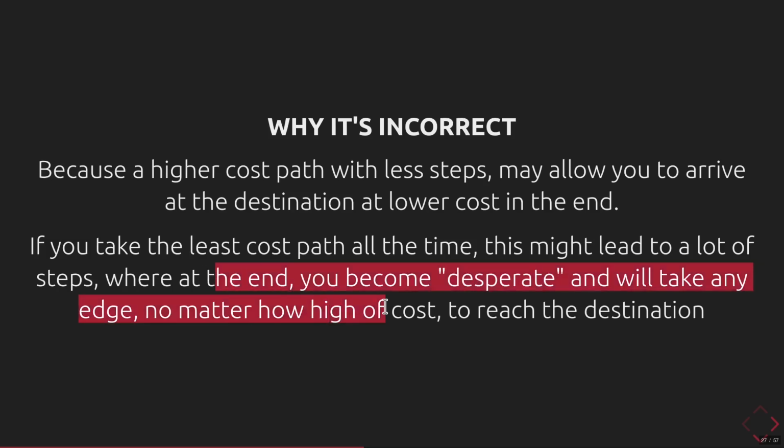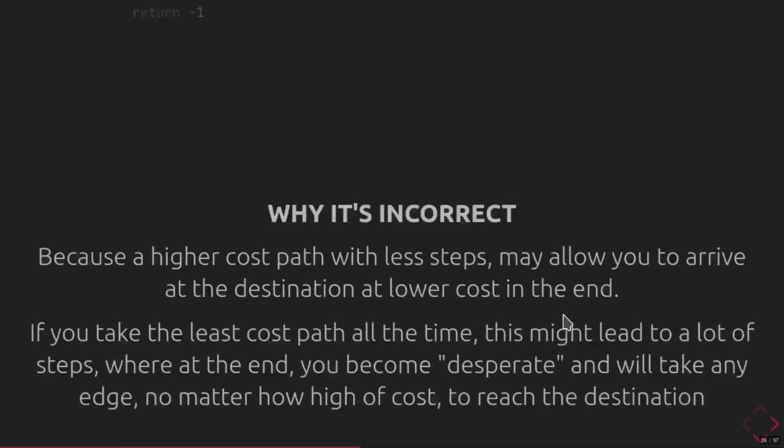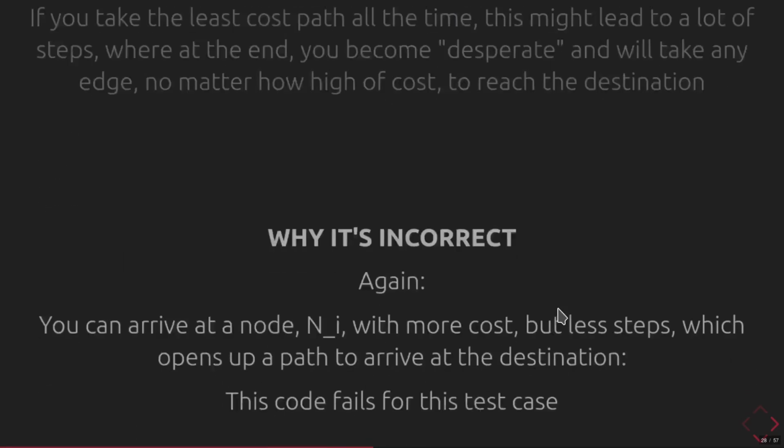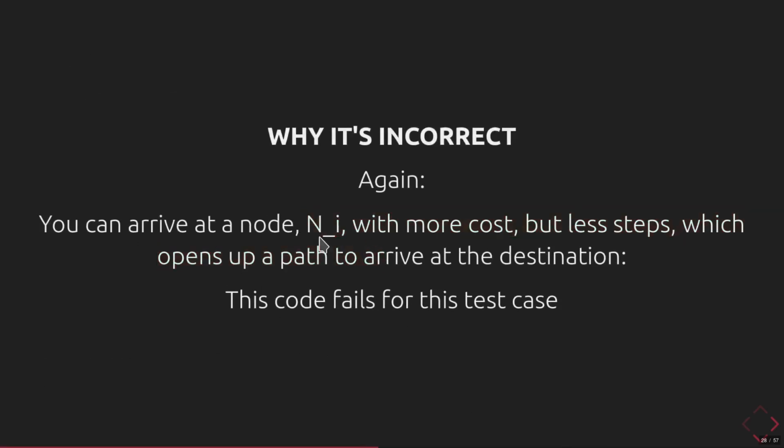And then you'll get desperate because you're going to take an edge no matter how high of a cost, as long as you can just reach the destination. So it's possible, actually, that if there's a cheaper path that takes a longer amount of steps, you're not going to be able to do that with the algorithm that's just above. Another way of saying this is that you can arrive at some intermediate node with more cost, and you should allow this to possibly happen, because if you can do that in less steps, that is a possible place to start from to get to the answer, okay? It opens up a path to arrive at the destination, perhaps at a lesser cost.